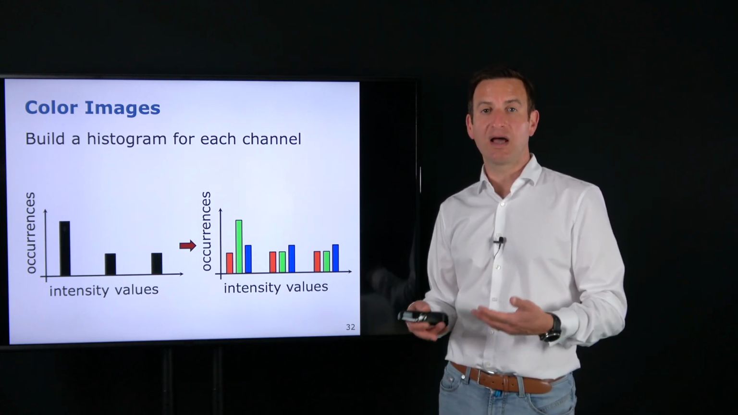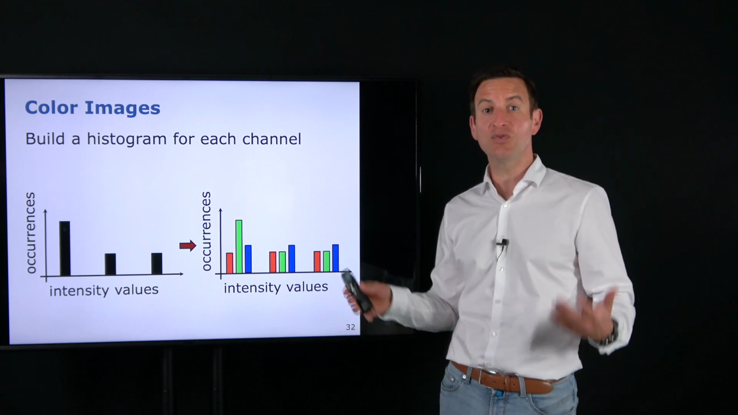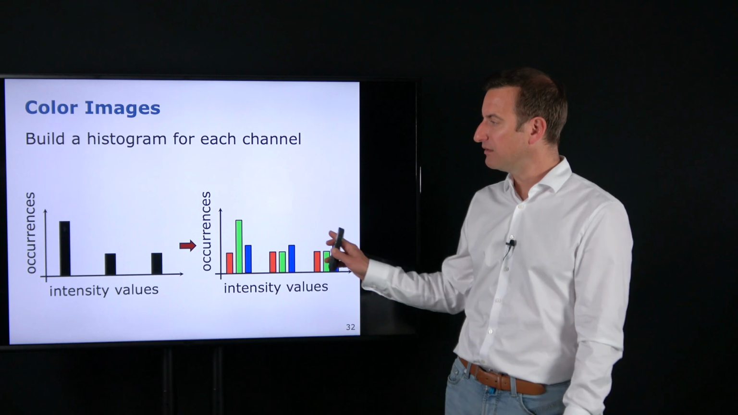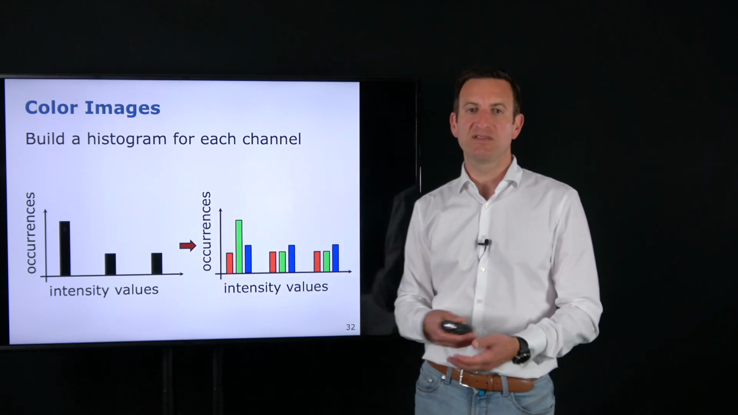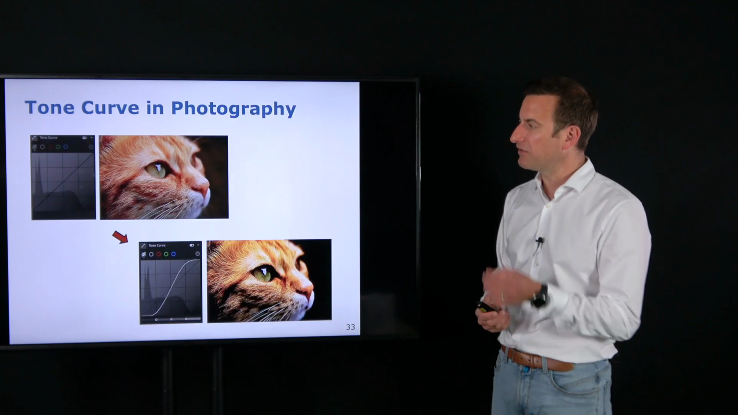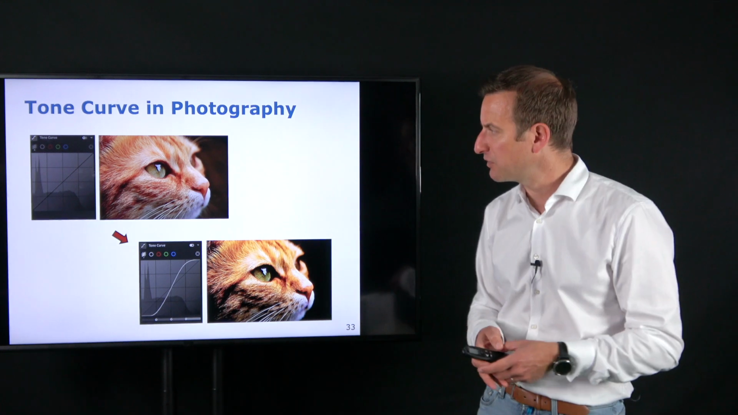So I can do a color increase in brightness only in the red channel, for example, or reduce contrast only in the blue channel. These are things that I can do by manipulating the individual channels with those functions. And this is something that is very frequently used in photography, and it's basically an adjustment of the tone curve.